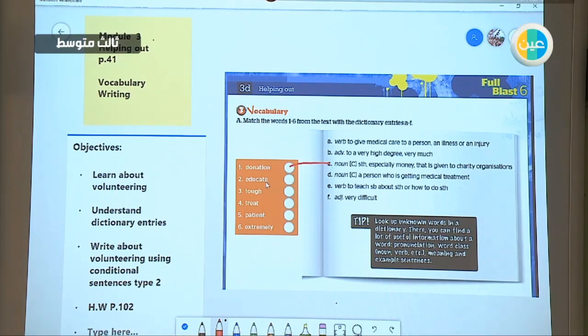Now let's move to educate. Educate, which one here is educate and which part of speech is it? So educate is a verb which means to teach somebody about something or how to do something. What about tough? What do you think the meaning of tough is and which part of speech is it? So tough is F, which means very difficult. And it's an adjective.